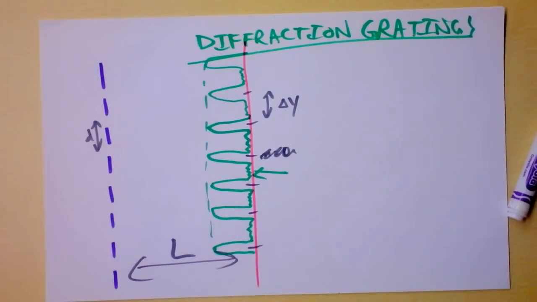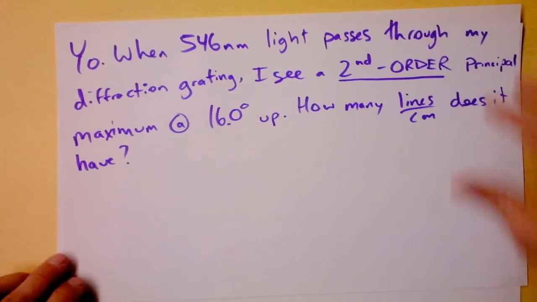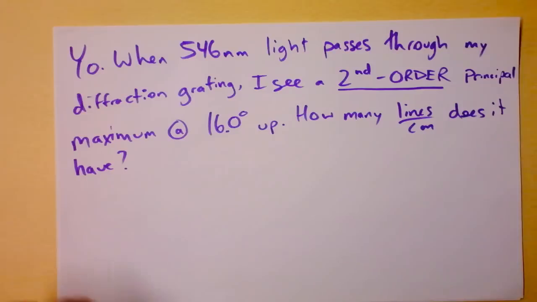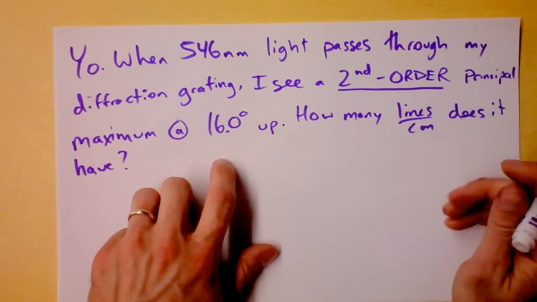I have a problem set up for you, and it goes like this. When a 546 nanometer light passes through my diffraction grating, I see a second order principal maximum at 16 degrees up. How many lines per centimeter does it have?